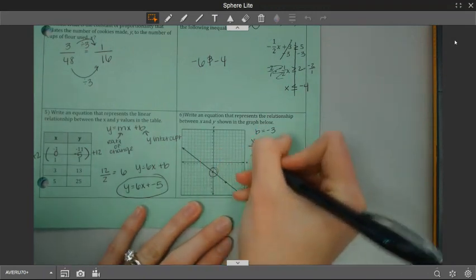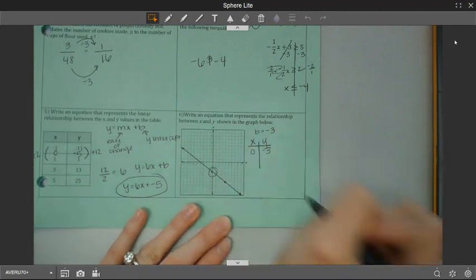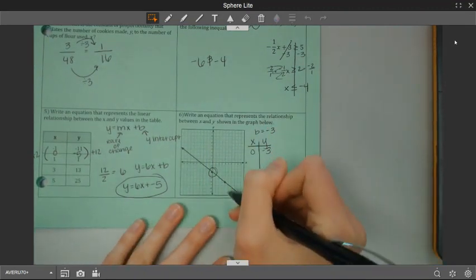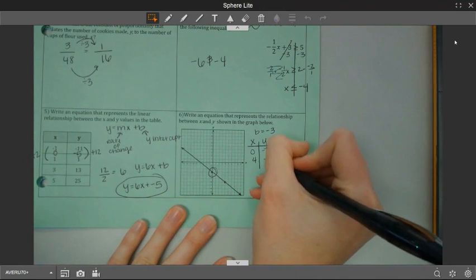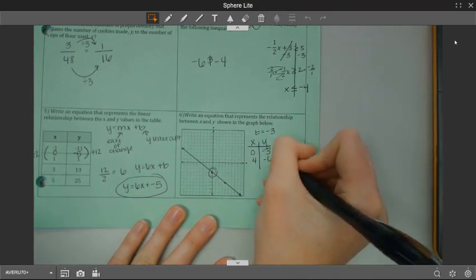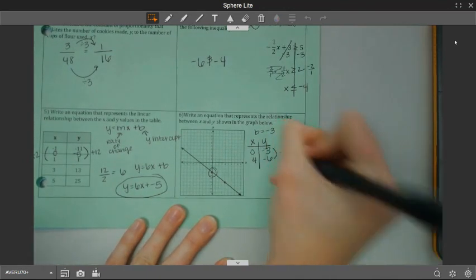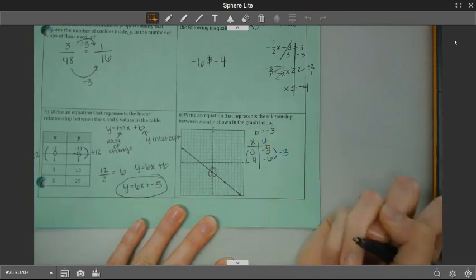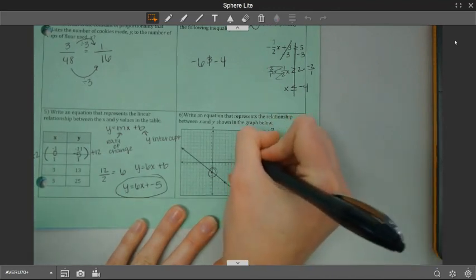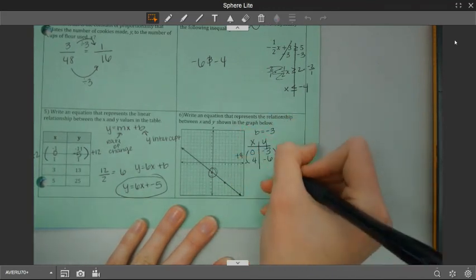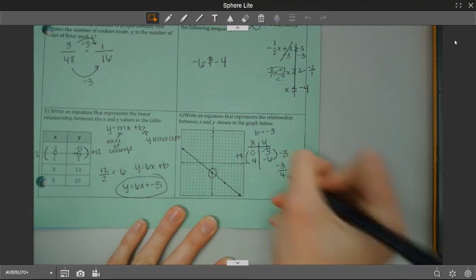So I have the point at 0, negative 3. I know that because that's the y-intercept. And then there is another point at 4, negative 6. To go from negative 3 to negative 6, I subtract 3. To go from 0 to 4, I'm going to add 4. Change in y over change in x, our rate of change is negative 3/4.